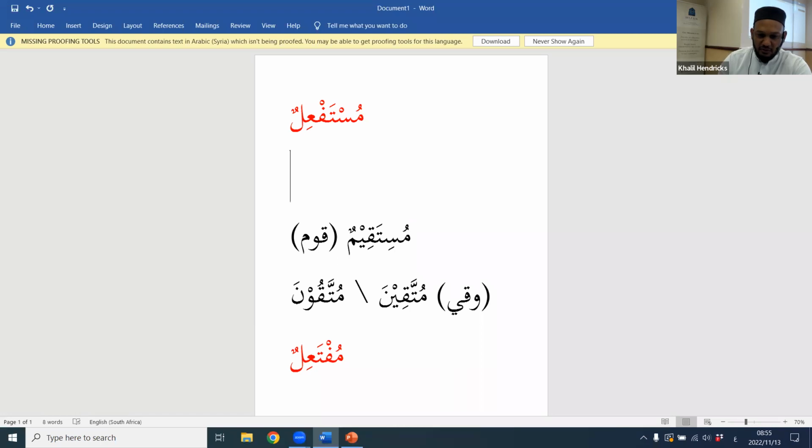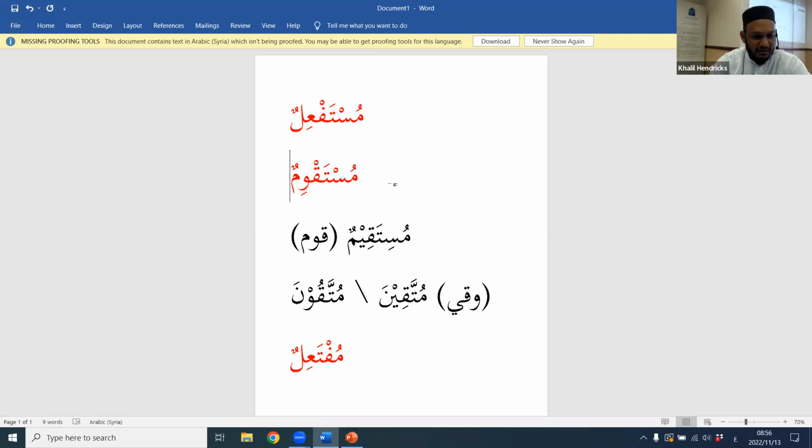here. So what's the first thing I'm going to do? Just replace it. So mustaf'ilun becomes what? If I just put qaf, waw, mim instead of fa, ain, lam, what do I get? I get mustaqwimun.